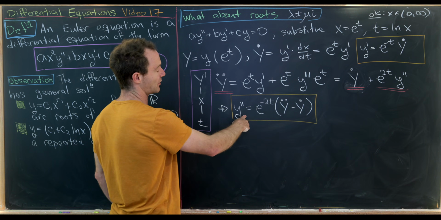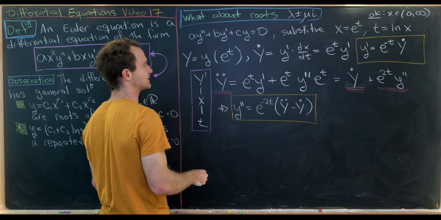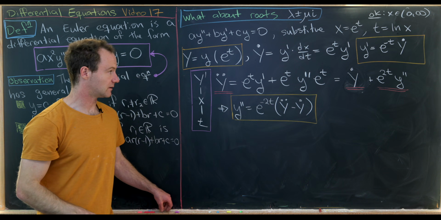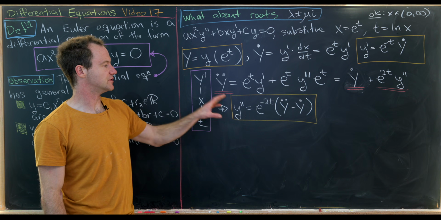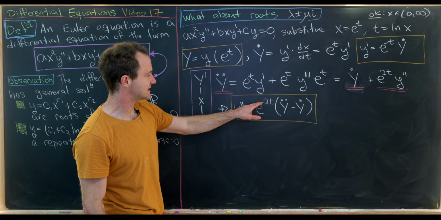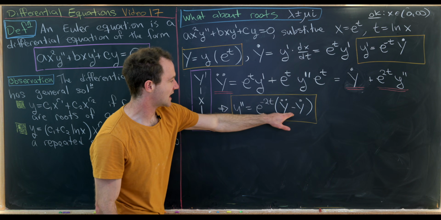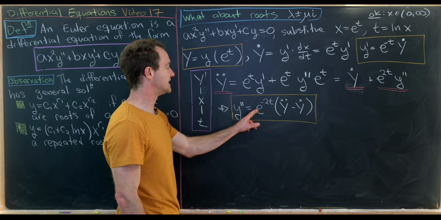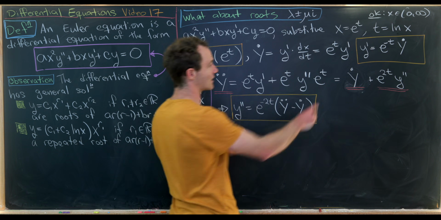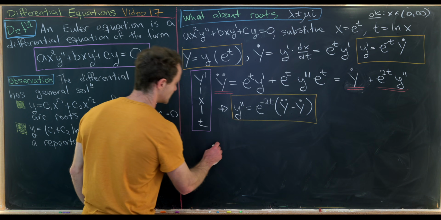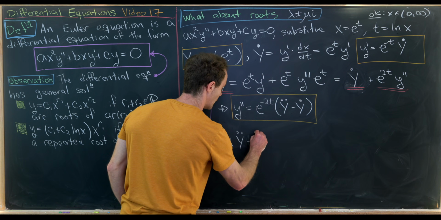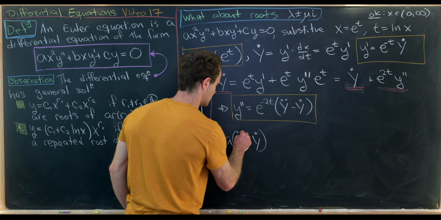So there we've got y double prime in terms of capital Y, y prime in terms of capital Y, and plain old y in terms of capital Y as well. So let's rewrite our differential equation over here using these three orange boxes. So we'll have a times y double prime, which is e to the minus 2t, y double dot minus y dot, but notice e to the minus 2t times x squared is just 1 because x squared is e to the 2t. So that cancels. So that'll leave us with a times y double dot minus y dot. Okay, good.